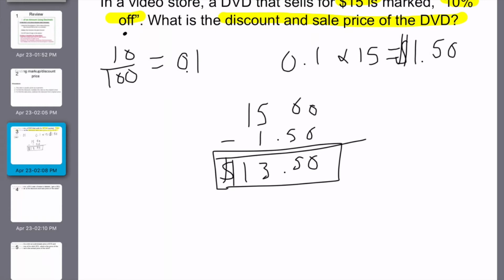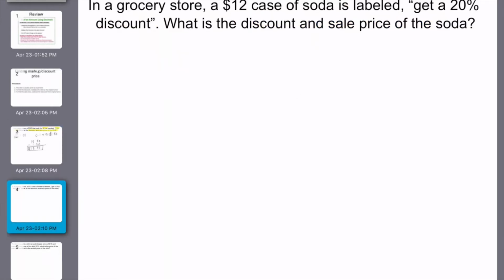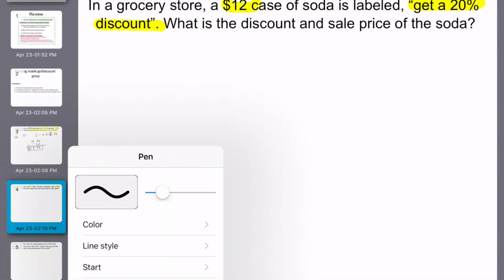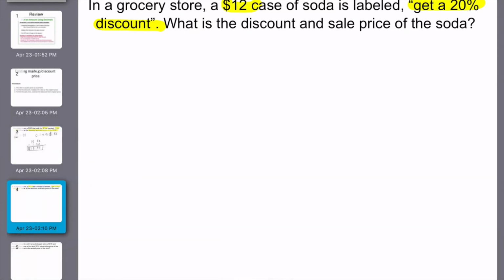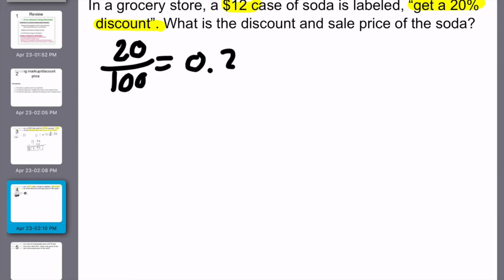Okay, let's try another example. In a grocery store, a $12 case of soda is labeled 20% off. Not $20, but 20% off. So it wants to know what is the actual discount and then what is the sale price of that soda. So let me make this a little bit bigger here. So I need to take my percentage and turn it into a decimal. So I do 20 divided by 100 and I get 0.2.